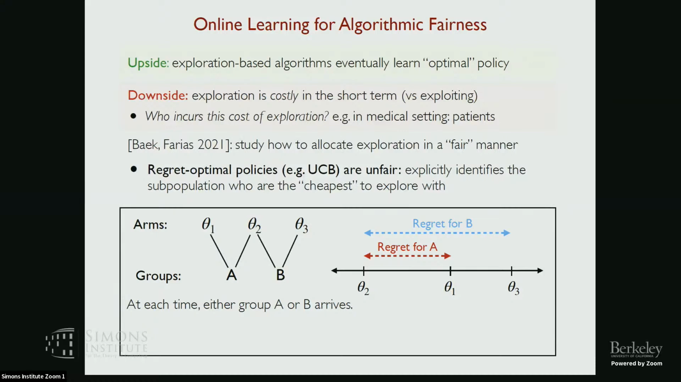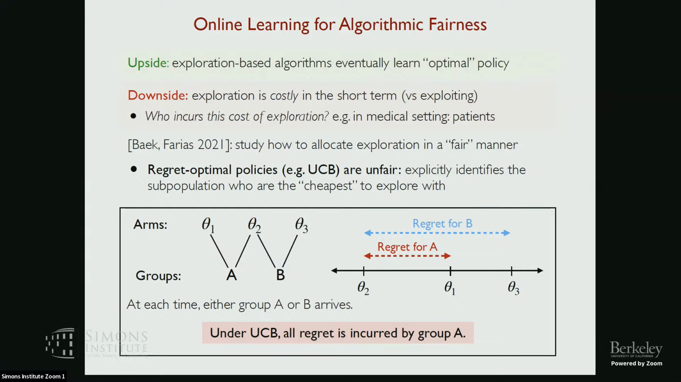And so we show that for any algorithm that tries to minimize total regret, like UCB, in this example, all of the regret is going to be incurred by group A, and essentially 0 regret or constant regret is going to be incurred by group B. And this is, in some sense, the worst possible outcome in how this cost of exploration is allocated between these 2 groups. All of the cost is incurred by group A, 0 cost is incurred by group B when you use UCB, right? Basically any algorithm that tries to minimize total regret will essentially try to identify the subpopulation who are the cheapest to explore with.